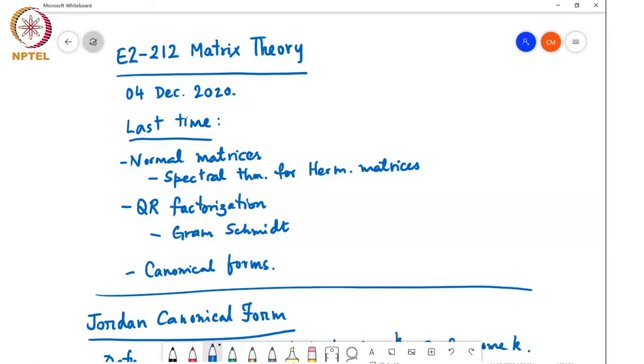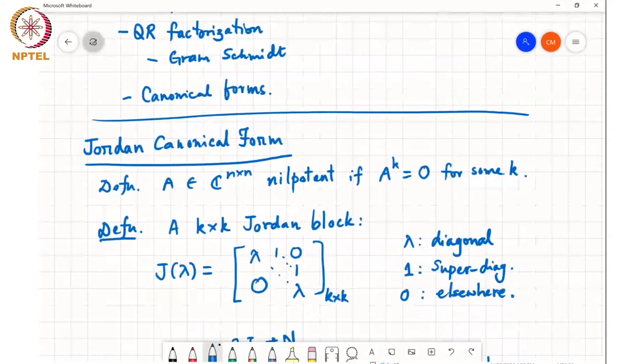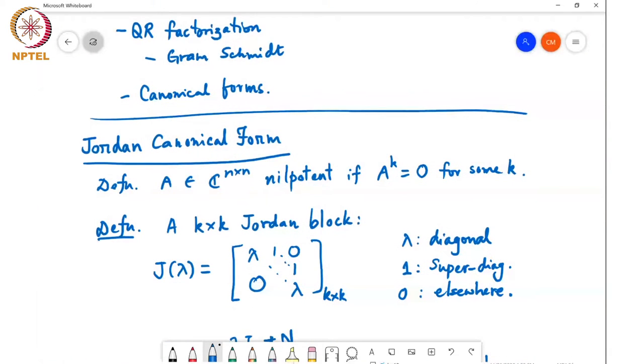Now, the specific form that we started discussing is what is called the Jordan canonical form. So just to recall, a matrix A is said to be nilpotent of order k or index k if A to the power k equals 0 for some value of k. And typically the index is the smallest power you need to raise it to so that you get the 0 matrix. So for example, if I take the 2x2 matrix 0, 1, 0, 0, this is nilpotent of index 2, because when I take the square of this matrix, I get the all 0 matrix.